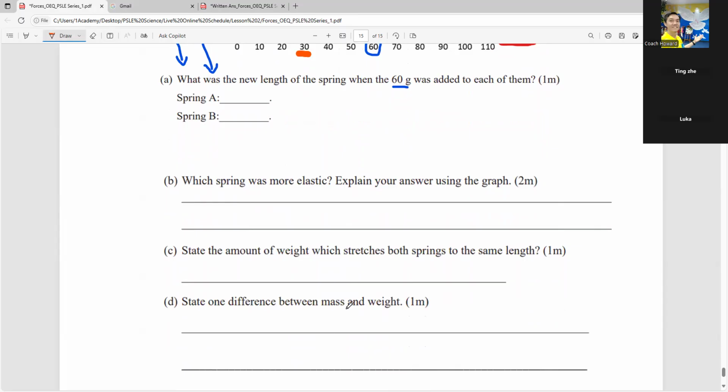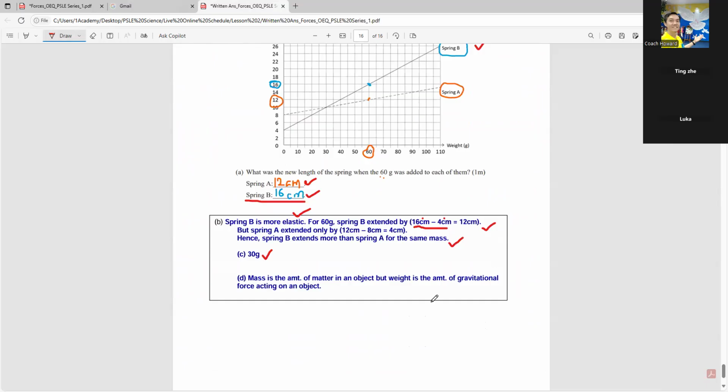State one difference between mass and weight. Okay, this can be found in my book, which I published on page 27. You will notice here my book, page 27. Okay, mass is the amount of matter in an object, but weight is the amount of gravitational force acting on an object. Okay, mass is the amount of matter, M-A-T-T-E-R, in an object, but weight is the amount of gravitational force acting on an object. So I will pause here for any students to ask questions.